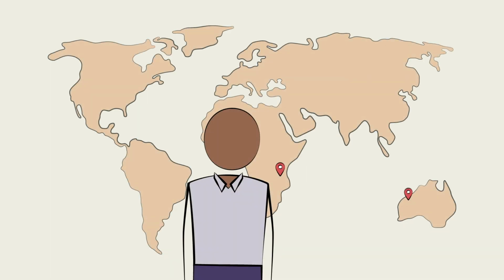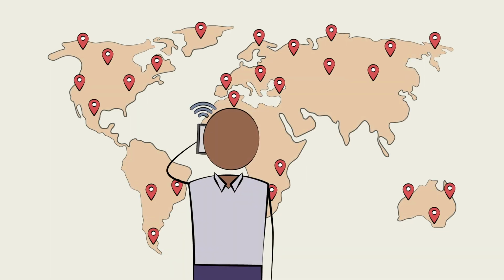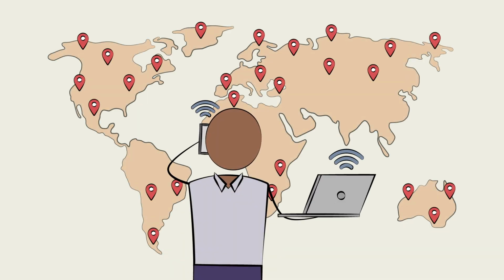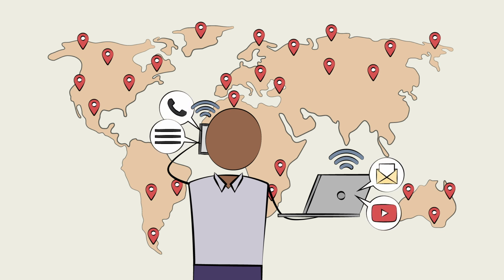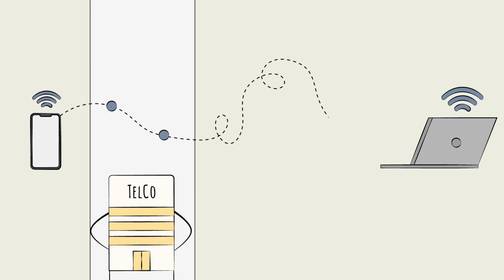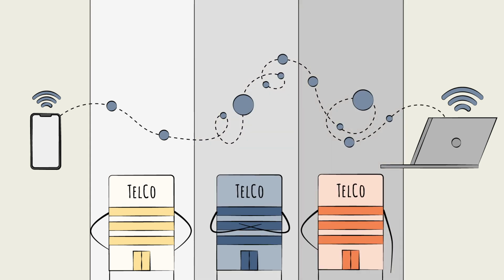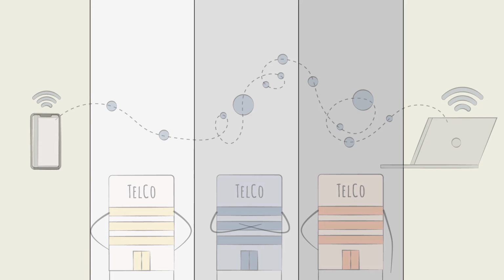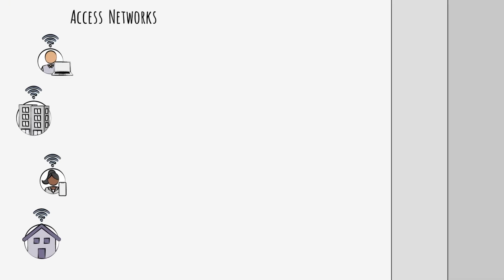Most of us expect global connectivity nearly anywhere, on any device, for nearly any purpose: texts, phone calls, email, YouTube videos. The journey to and from these devices is a long and complicated one. This is not achieved by one single network, but by a network of networks, multiple types of networks, operated by different types of companies. Covering the first and last leg of the journey are the so-called access networks.